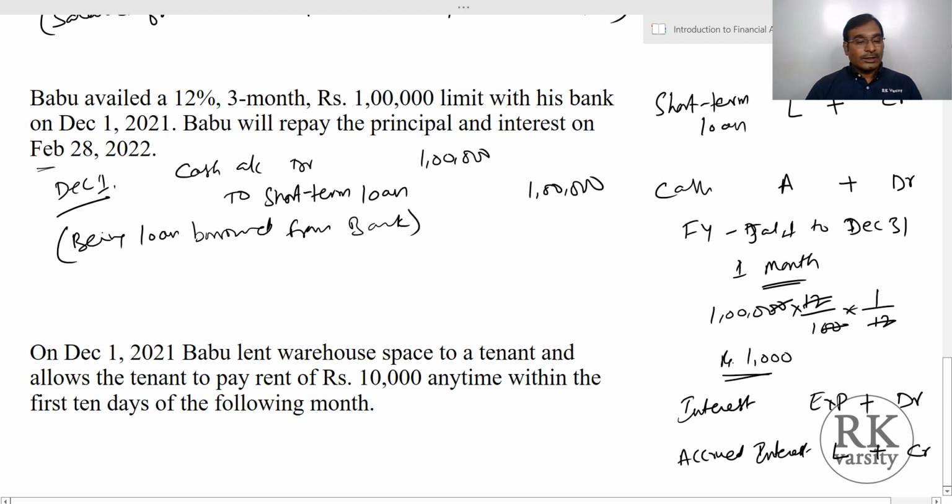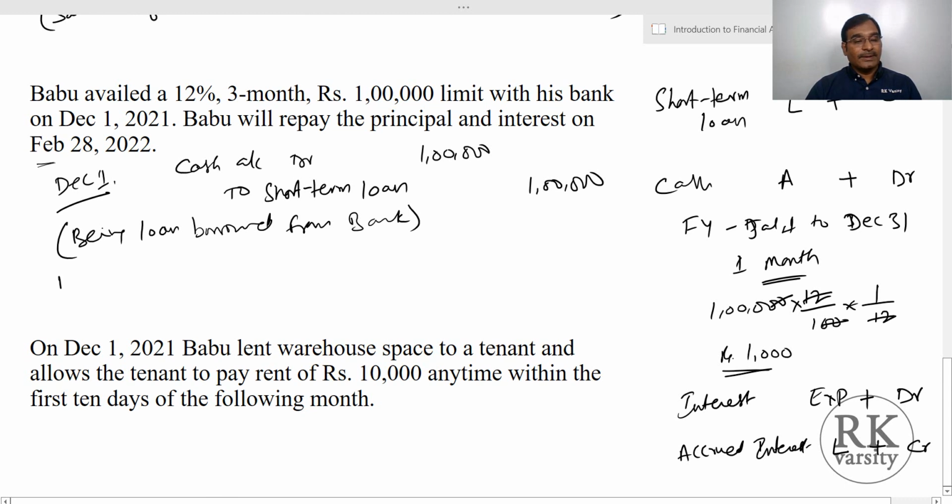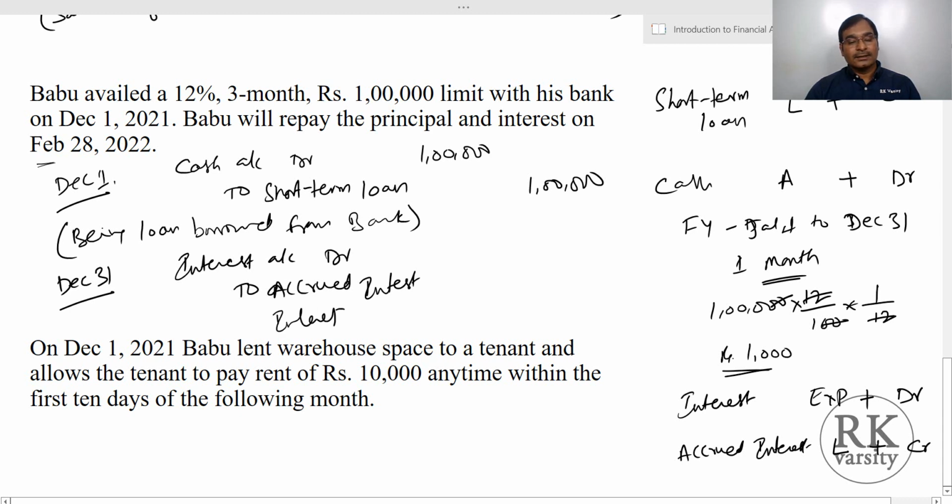So on December 31st, our entry will be: Interest account debit, to accrued interest, or we can say interest payable. Because this is a payable, you are creating a liability, and the amount is rupees 1000.